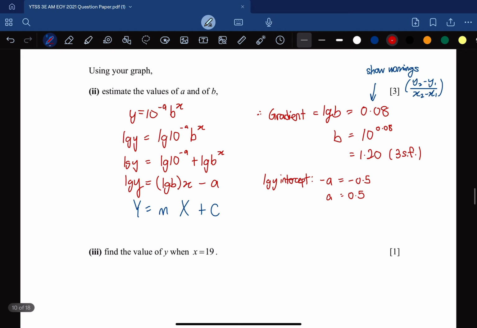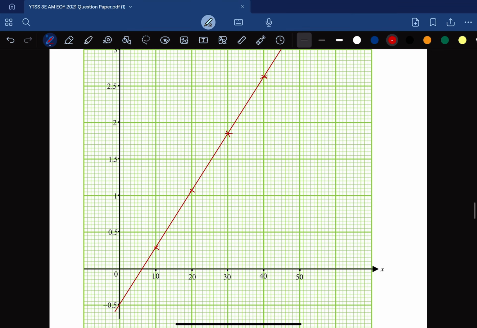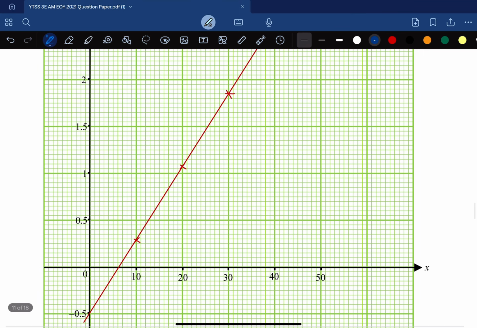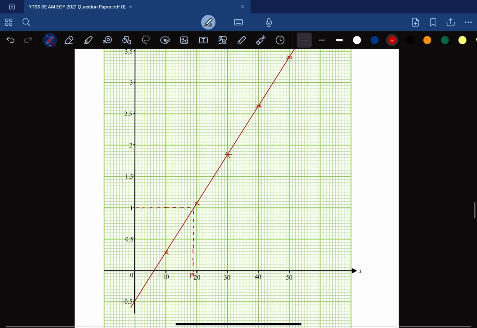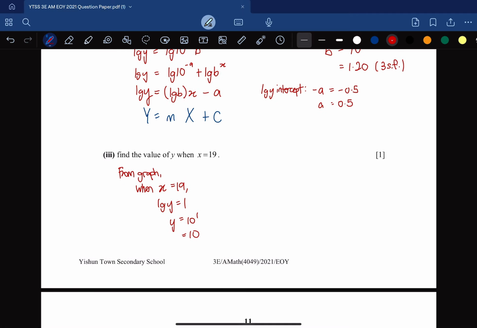For the next part, find the value of y when x is 19. You can trace on your graph. When x is equal to 19, you can check that your log y is equal to 1. So from the graph, when x is equal to 19, log y is equal to 1. Therefore, turning from logarithmic form to exponential form, y is simply 10 power 1, which is equal to 10. This is the solution to part 3.